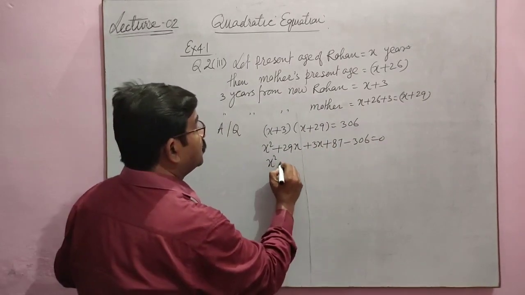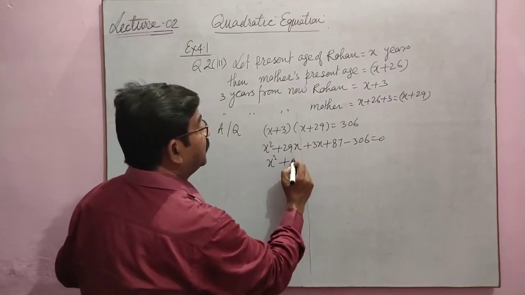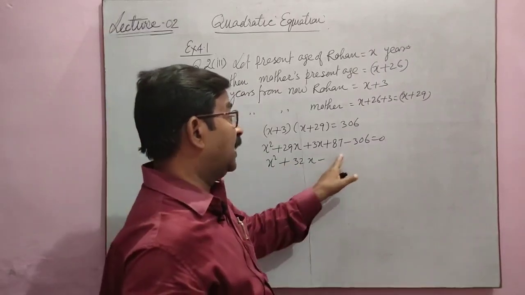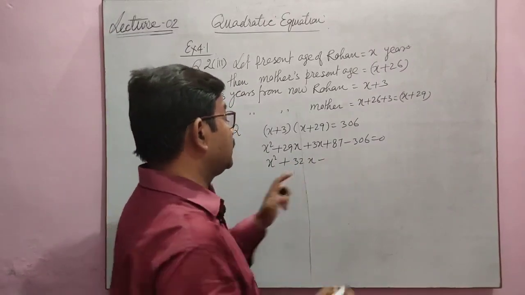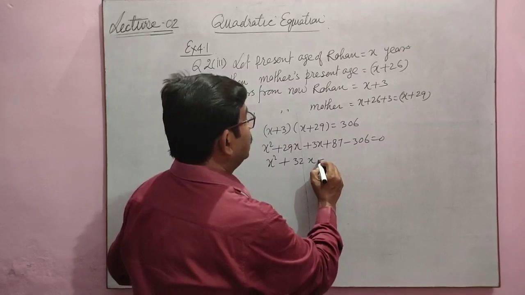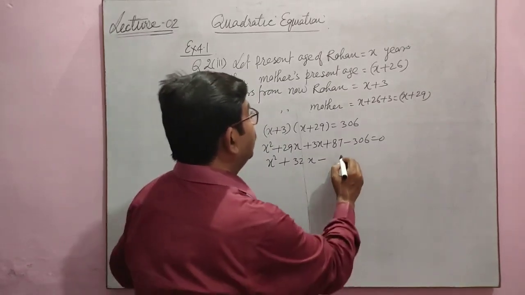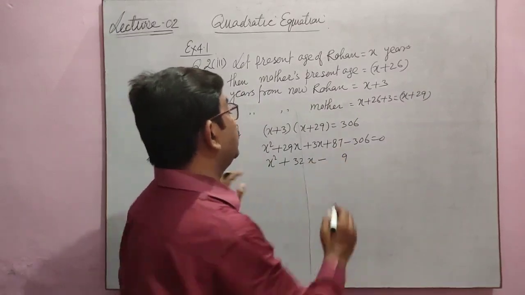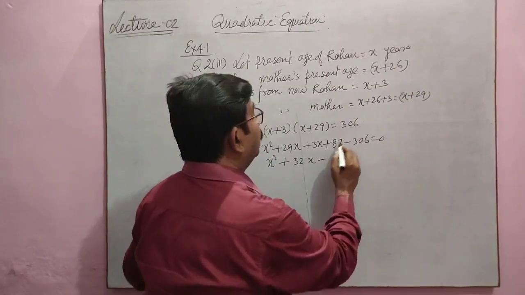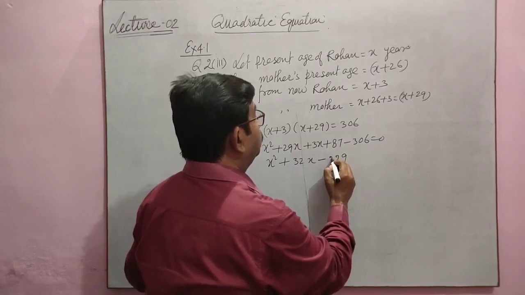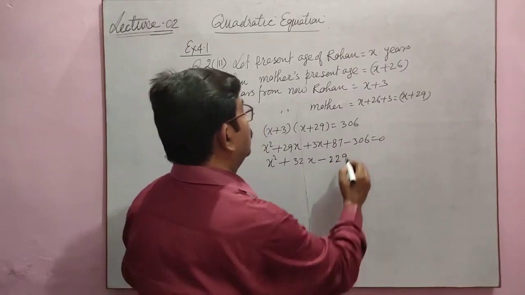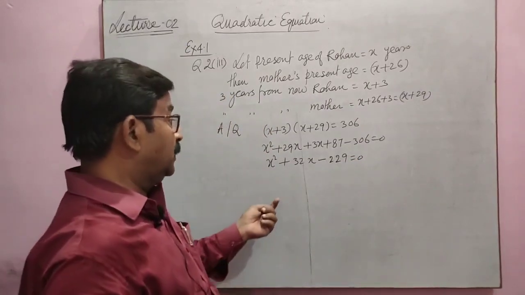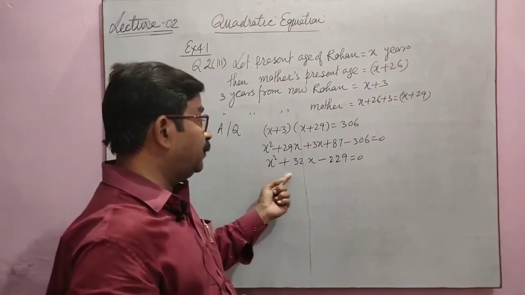So we have x² + 29x + 3x = 32x, and subtracting, 87 − 360 gives −273. So we have x² + 32x − 273 = 0. Is it? So we have to factorize.